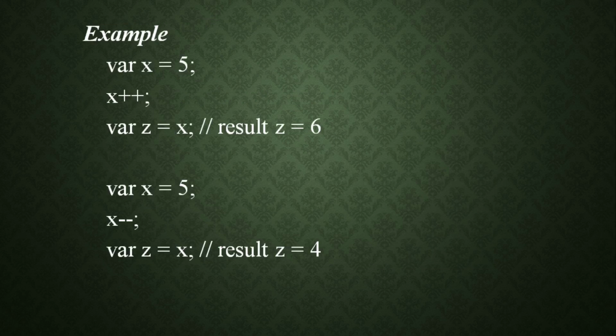Examples for this, where x equals 5, x plus plus indicates the statement x equals x plus 1. By using the increment operator, we can notate it with x plus plus. Now x value is 5, 5 plus 1, 6. The resultant x value is 6. Similarly, for the decrement operator, x minus minus, x equals x minus 1. x value is 5, 5 minus 1, 4. The resultant x value by using the decrement operator is 4.